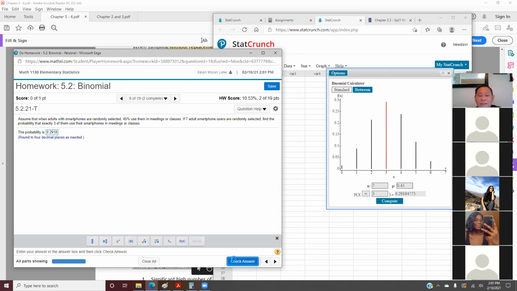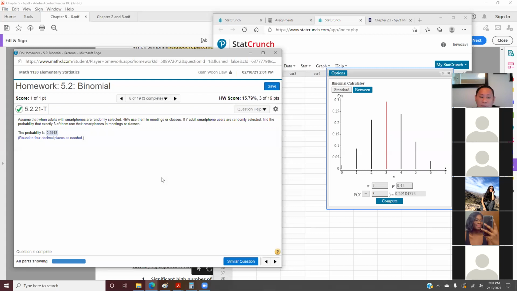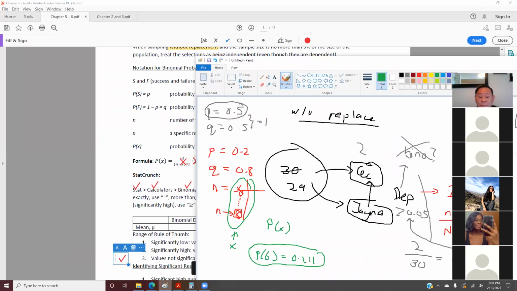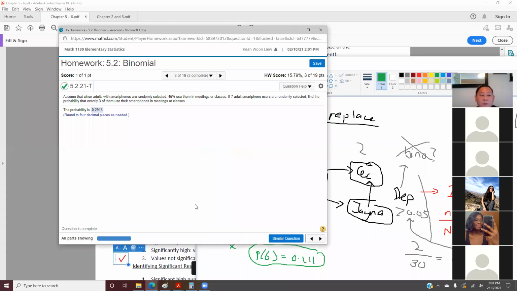Yeah. So again, this is very simple, not too difficult. I really want you guys to try this. Do not use the formula. Use StatCrunch because it's very simple. You can tell, right? It's just very simple.